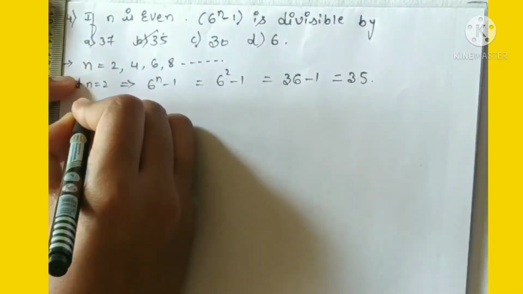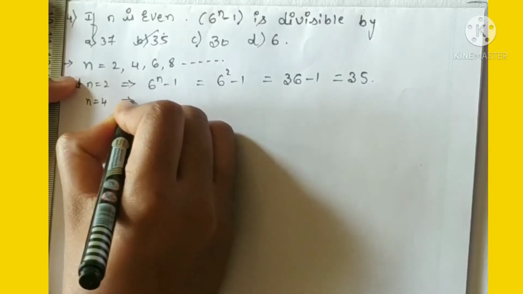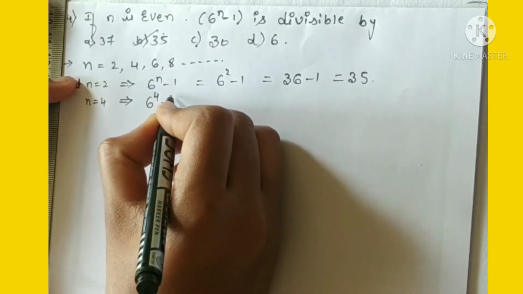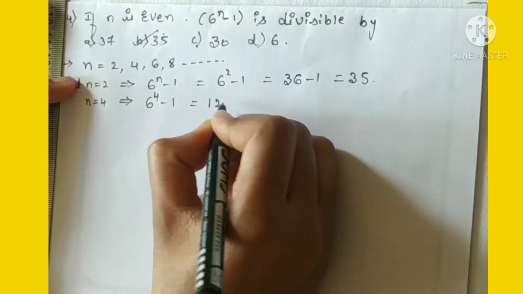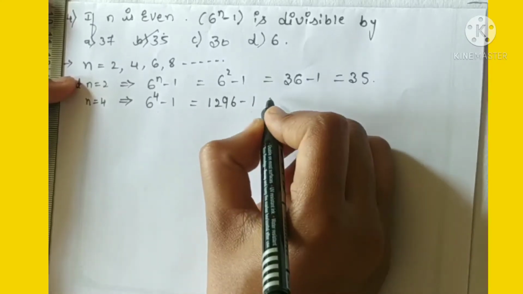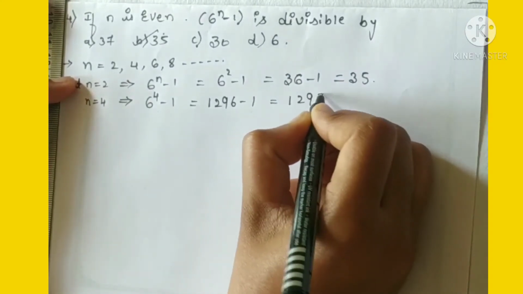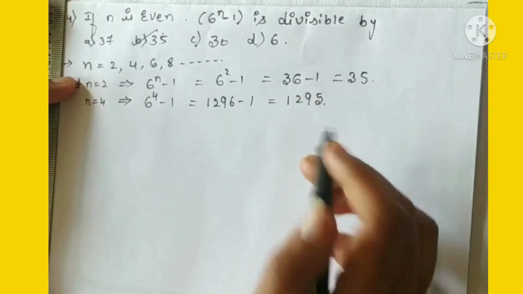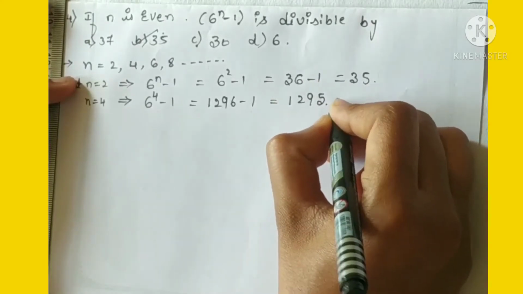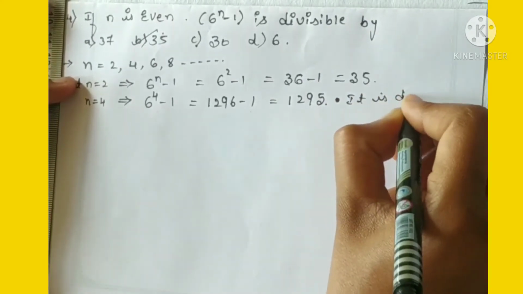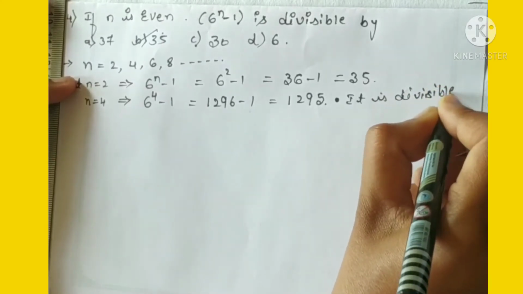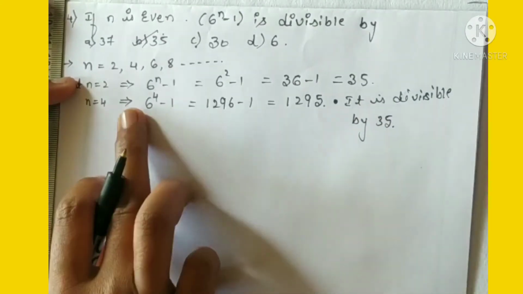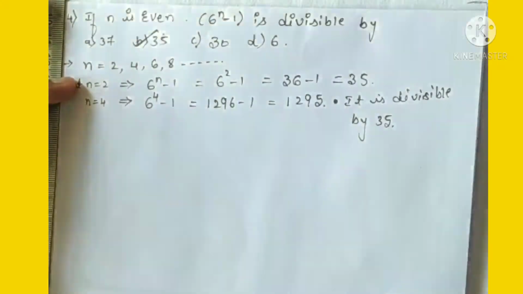Suppose if you consider n is equal to 4. Here also 6 to the power of 4 minus 1, which is equal to 1296 minus 1, which is equal to 1295. This 1295 is also exactly divisible by 35 only. So here in this case also 35 is the correct answer.